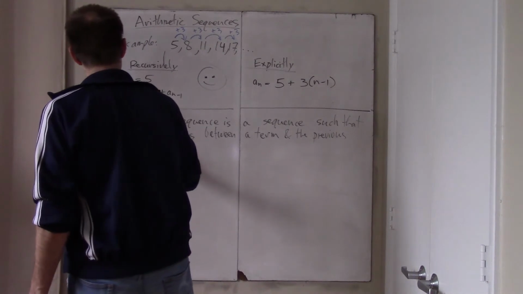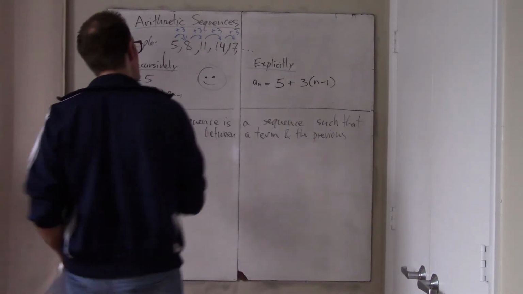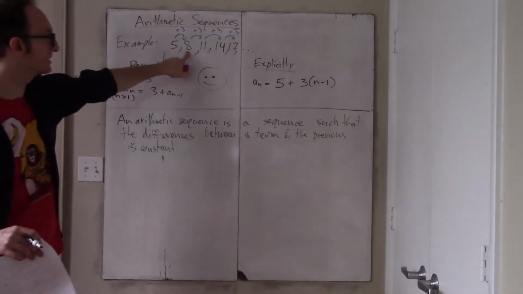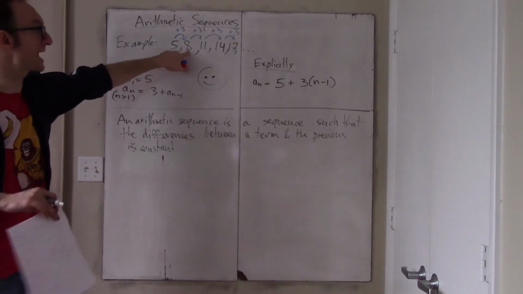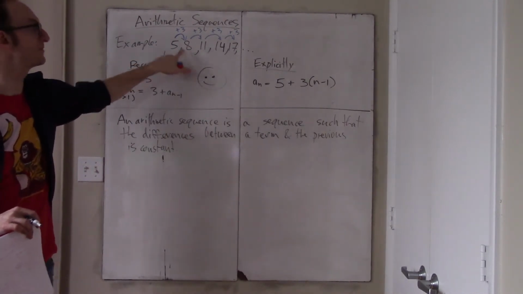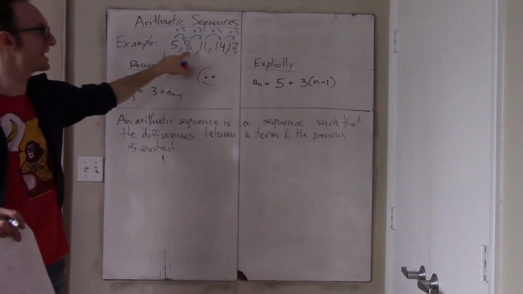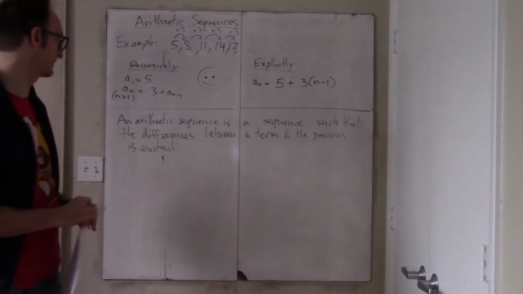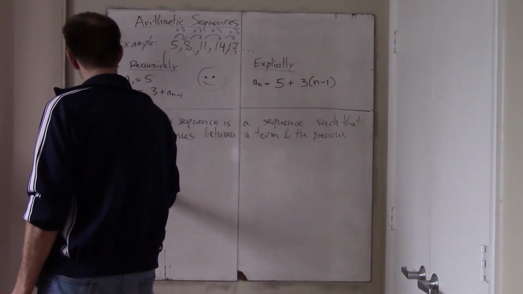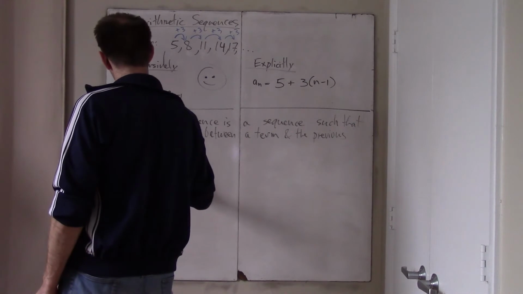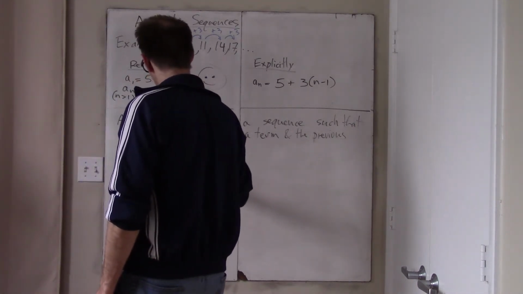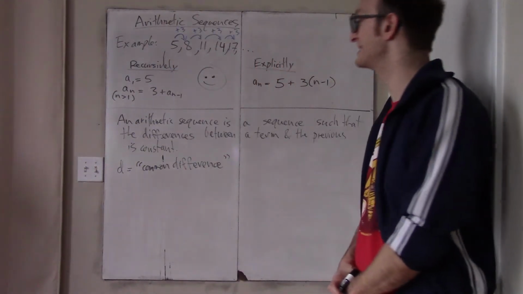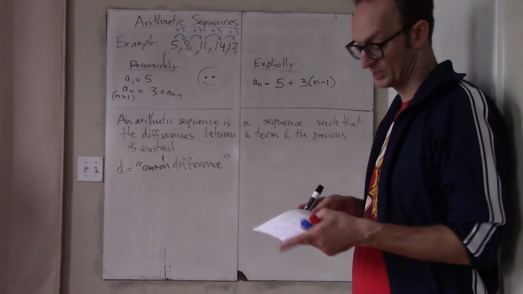So what does that mean? What in this case is that constant? The answer is 3. According to this definition, this sequence is arithmetic because the difference between 8 and 5 is 3. The difference between 11 and 8 is 3, the gap between a term and the previous term. The difference between 14 and 11 is 3. And so we call this the common difference. The common difference in an arithmetic sequence is just this number d, which is how much we increase by each time.